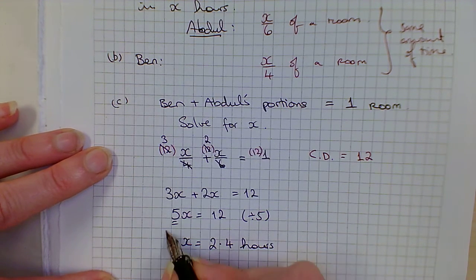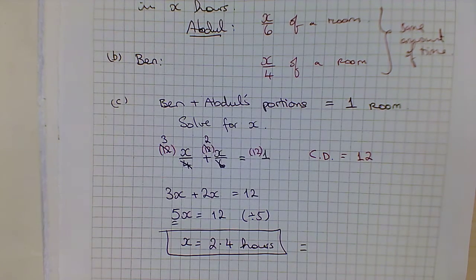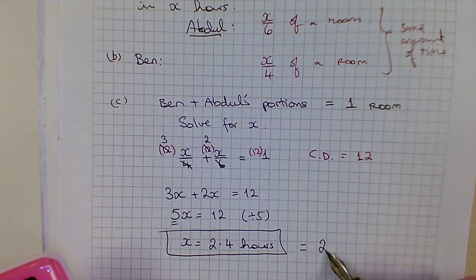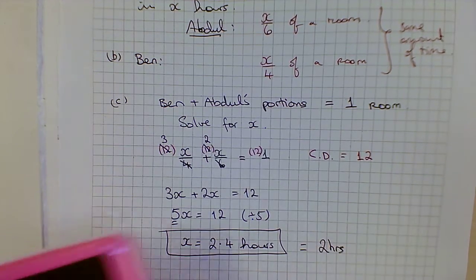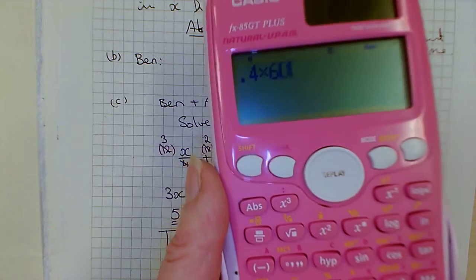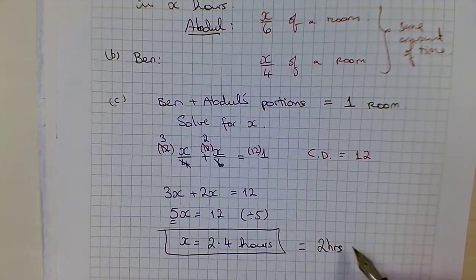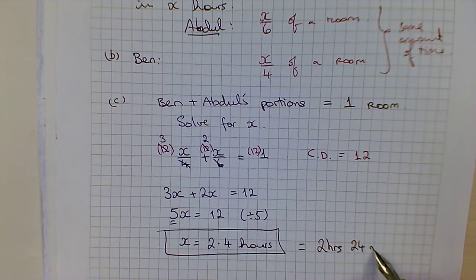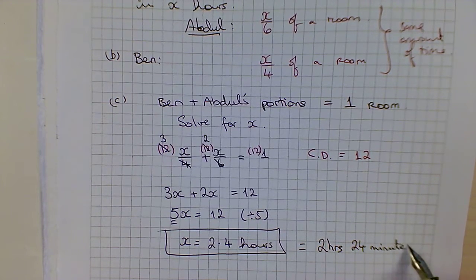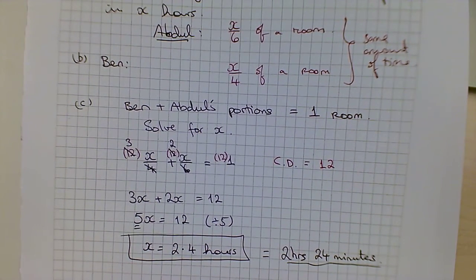2.4 hours. Can we just leave our answer like that? We can. Or if you want to change it into hours and minutes, 2 hours. What's 0.4 of an hour? 0.4 multiplied by 60, to get my minutes, 24 minutes. 2 hours and 24 minutes. You don't have to do that conversion, but it's useful to know how to do it in any case.